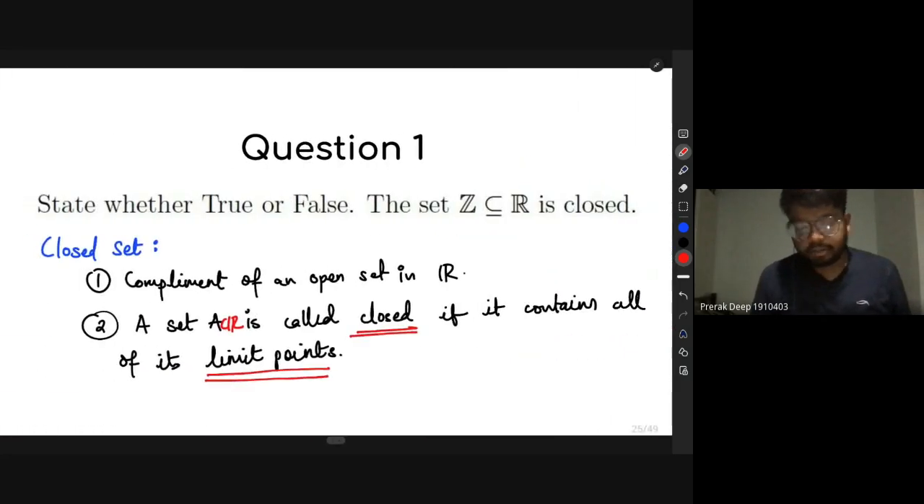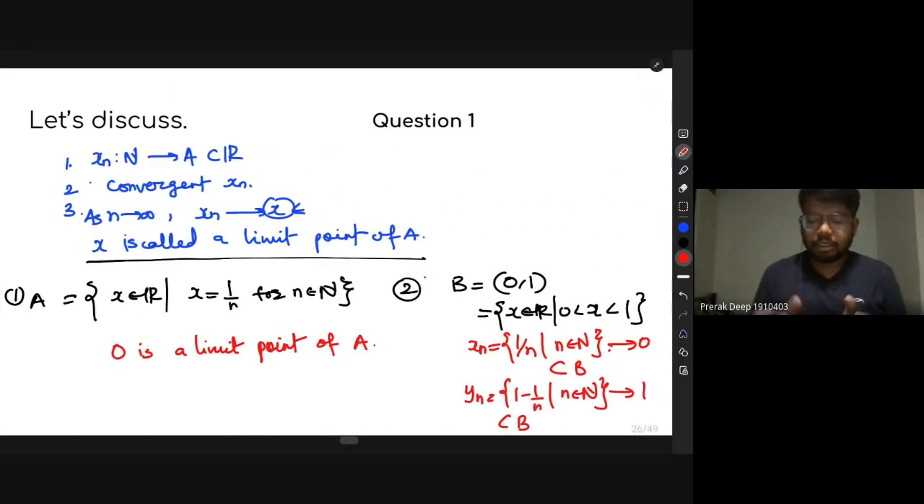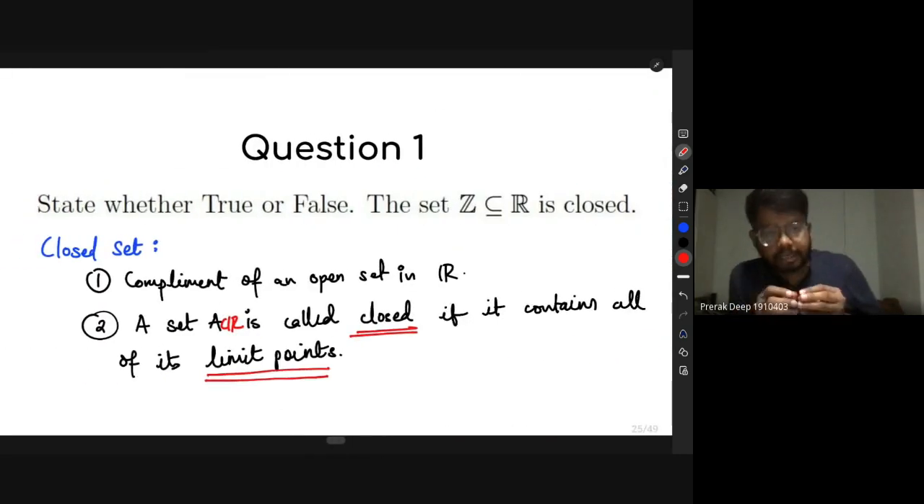And now, what is a closed set? A closed set is nothing but a set which contains all of its limit points. So as per the discussion, if I look at the first example, A doesn't contain its limit point, because the elements of A are all of the 1 over n type. So A is not a closed set by our definition, because it leaves out a limit point.